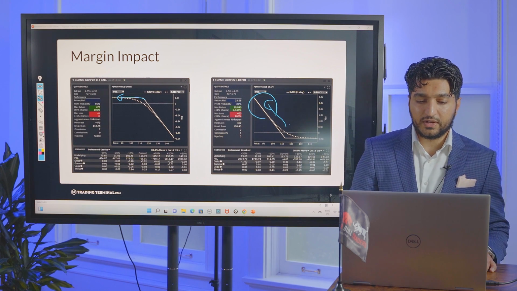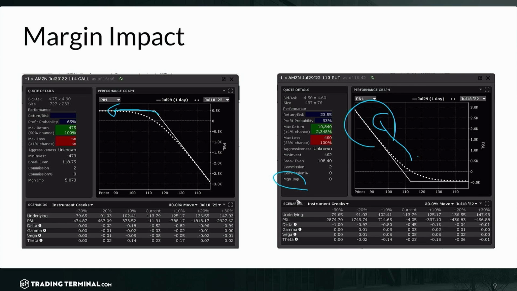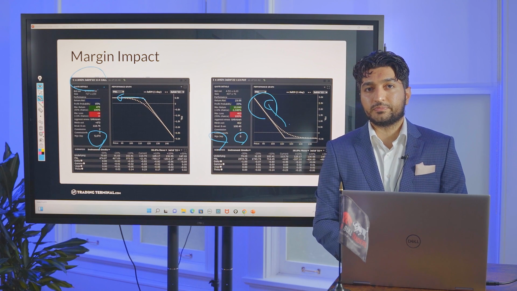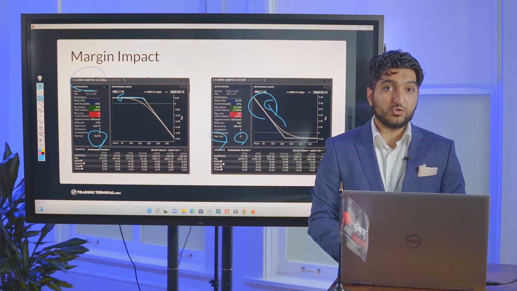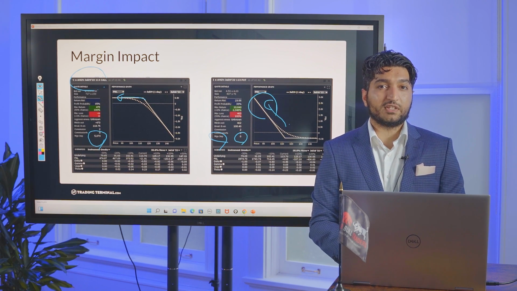The second difference is margin impact. When you're buying a put on Amazon, your margin impact is zero. But when you're selling a call on Amazon, your margin impact is around $5,000. Why is that? Because when you sell an option, you're obligated to do that transaction by the time of expiry.